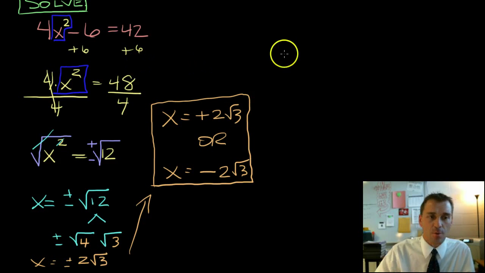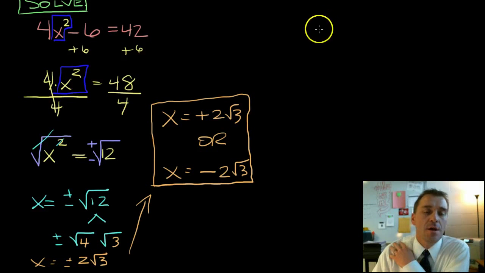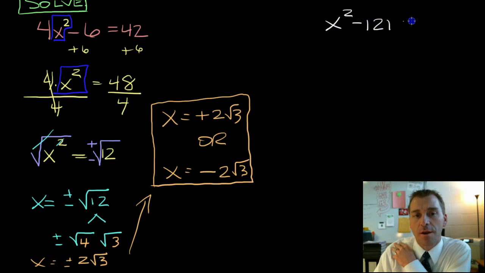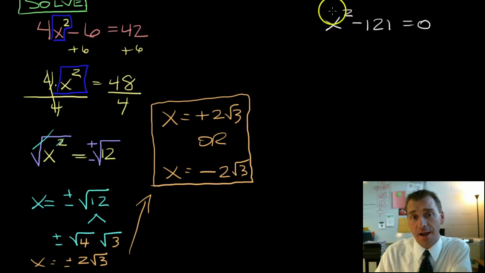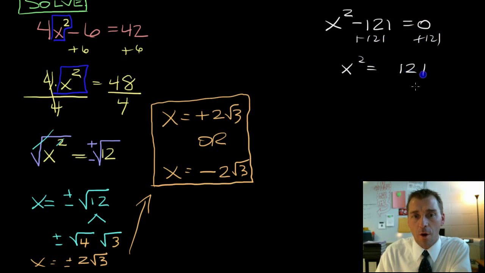So let's just make a simple one. I'll make it an easy one. X squared minus 121 equals 0. Well, if I'm going to do this one, I need to isolate the thing that's squared. So I need to isolate this thing first. So I'll add 121 to both sides. So I get x squared equals 121.